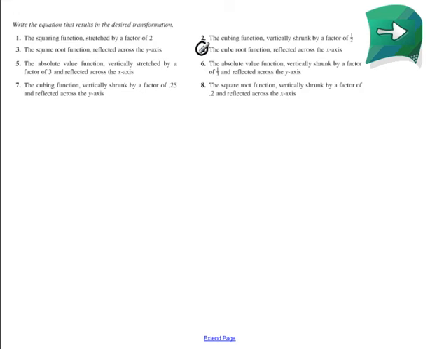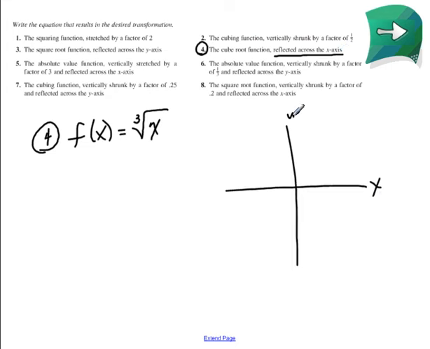Like for instance, number 4 says to do the cube root function reflected across the x-axis. So our basic function is the cube root. If we think about f of x is the cube root of x, what is the transformation? It is reflected across the x. Well, to reflect across the x-axis, remember what happens. The y values are opposite, right? So we're changing the y values whenever we reflect across the x. So that would be an outside change. So the desired transformation would be that y is equal to the opposite of f of x, or the opposite of the cube root of x.